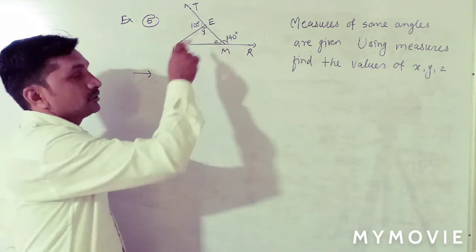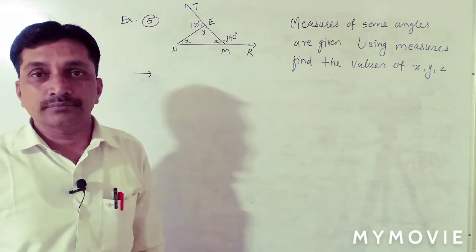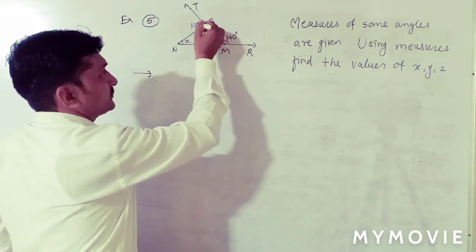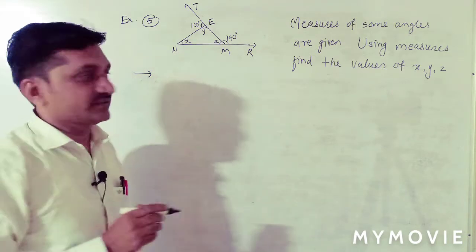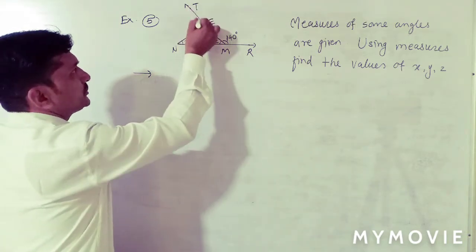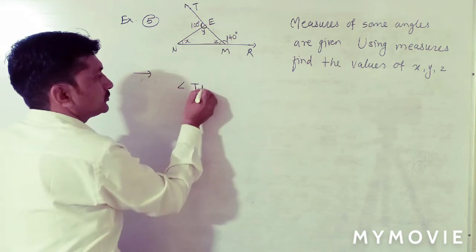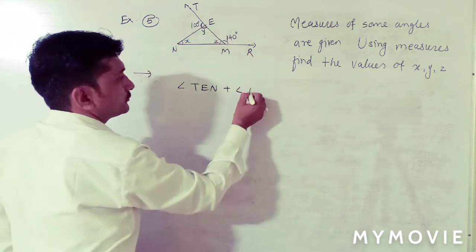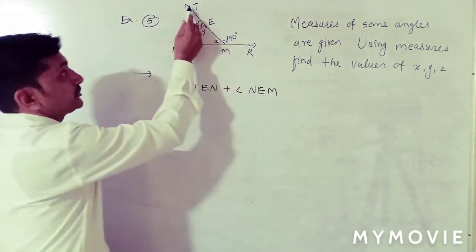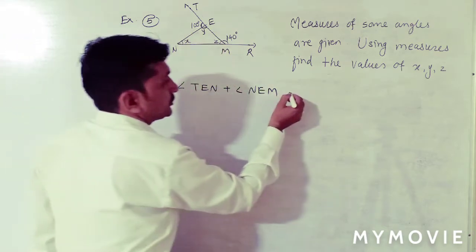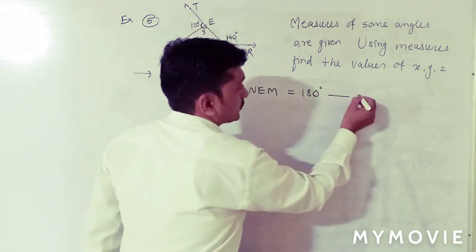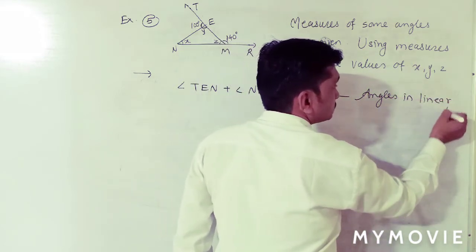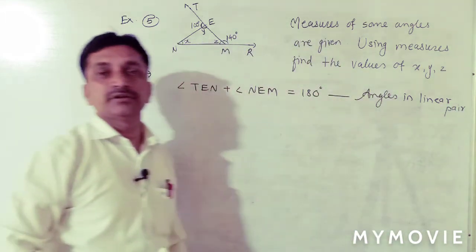Now here we have to use the angles in linear pair property for two angles, for y and for z. Let's use the linear pair angles property for these two angles. Angle TEN plus angle NEM is equal to 180 degrees. Angles in linear pair. These are angles in linear pair.